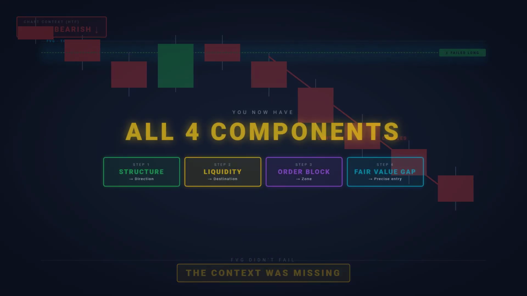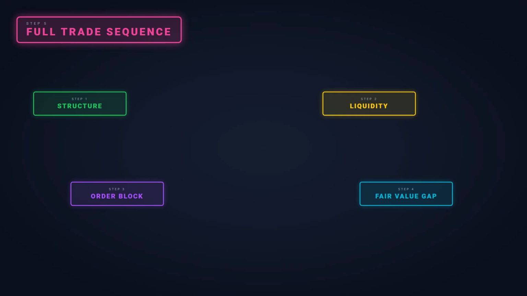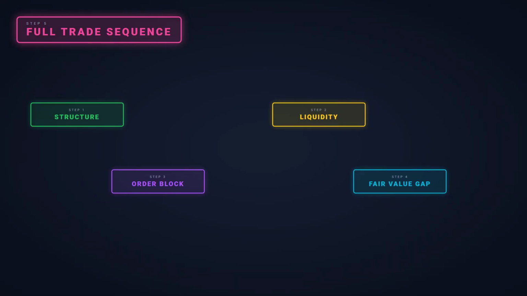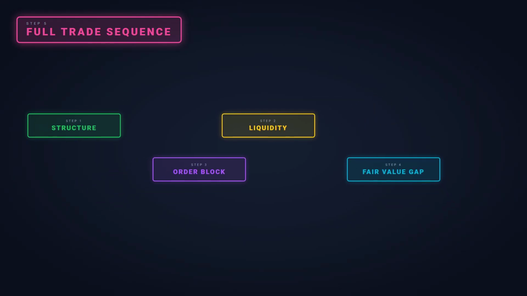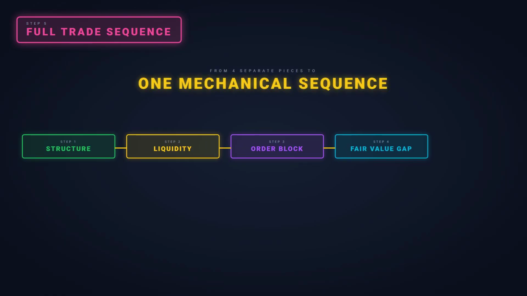You now have all 4 components. Structure gives you direction, liquidity gives you destination, order blocks give you the zone, fair value gaps give you the precise entry point inside that zone. Each piece is mechanical, each piece is cause and effect, and each piece is incomplete without the others. But right now, those 4 things are still 4 separate things in your head. Step 5 is where that changes. Step 5 is the full trade sequence. Start to finish in exact order, the way all 4 components merge into a single repeatable system. This is where it stops being theory and starts being something you can actually execute on a live chart.